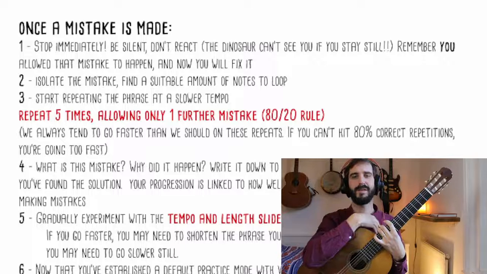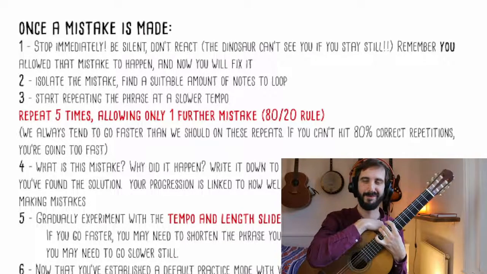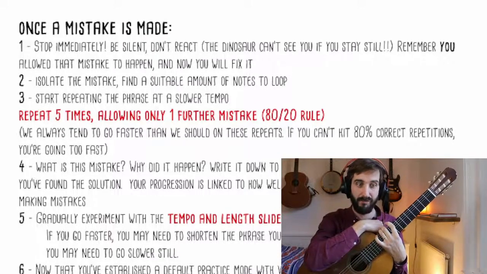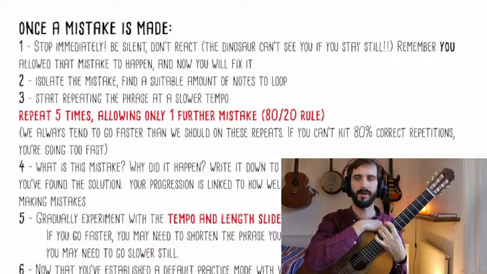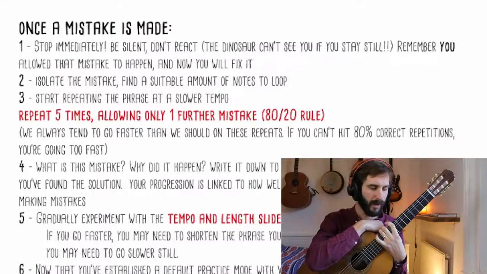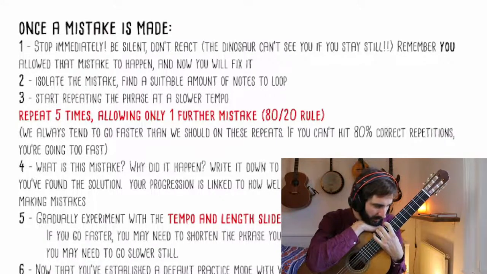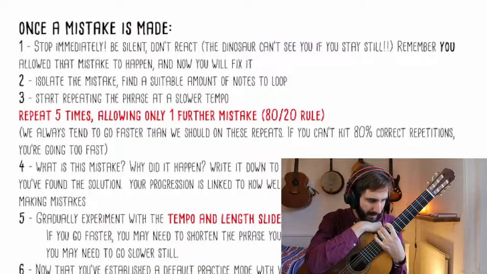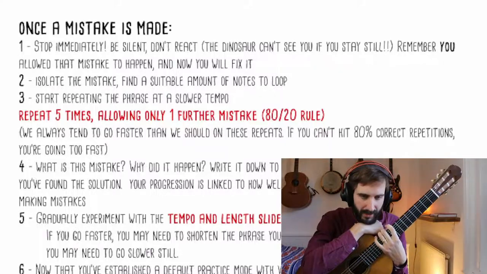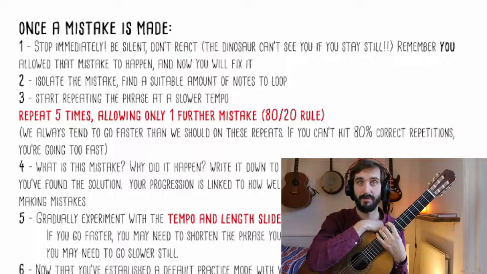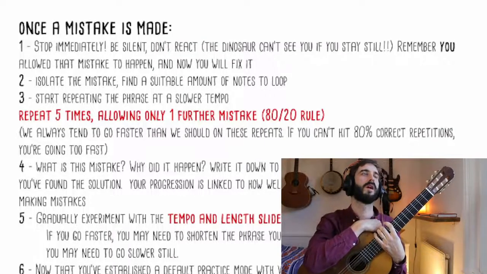Our ego likes to be defended when it gets hurt by us playing mistakes. So we need to be silent, be present, and almost have no judgment on what we're doing. We can't react immediately. A lot of the time, reacting like that, as I said, is a defense mechanism. So, you stop immediately, you be silent, you don't react, and think to yourself, you let that mistake happen, and now you can fix it. So we isolate the mistake.